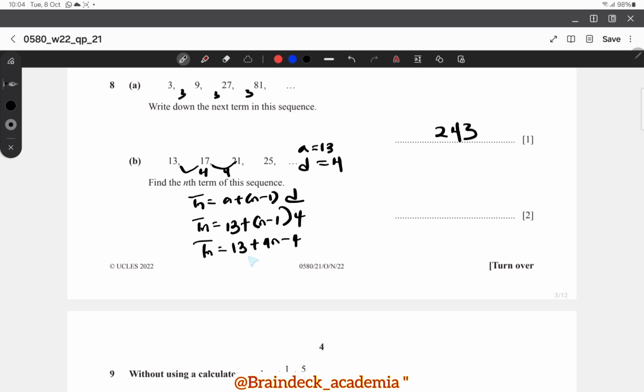We are using this 4 to open this bracket. So Tn equals 13 minus 4, which is 9, plus 4n. And this is our answer: 9 plus 4n, or 4n plus 9. Whichever way is correct.